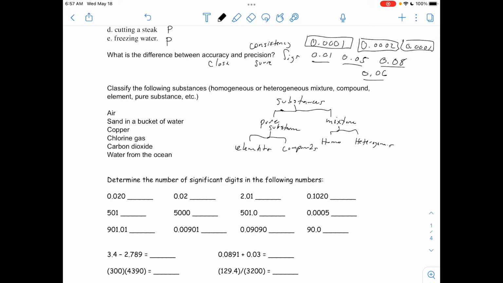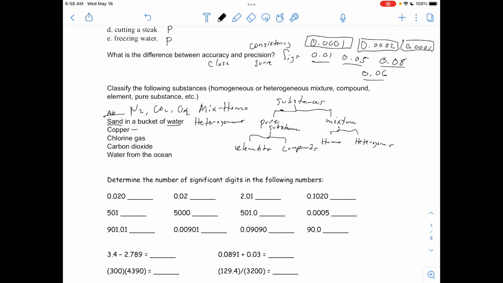So taking a look at this, we have air. Air is actually more than one compound. There's nitrogen in the air, there's CO2 in the air, there's oxygen, O2, in the air, and so that would be a mixture. What kind of mixture? Since it's all uniform, it's going to be a homogeneous mixture. Sand in a bucket of water is also a mixture. In this case, because there's sand and water, 2 different things, 2 different phases, 2 different layers, it is a heterogeneous mixture.